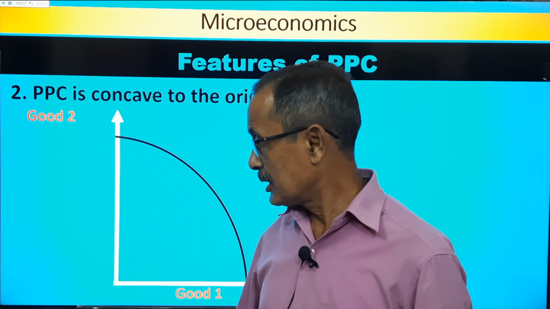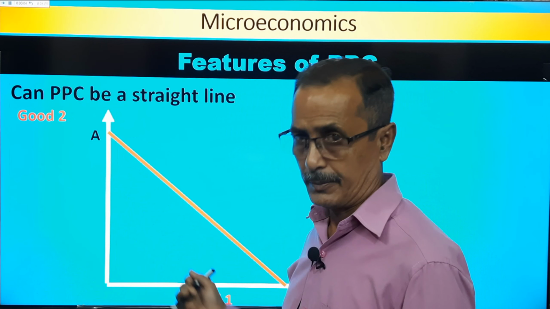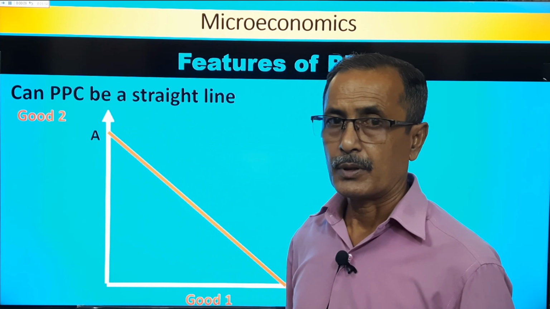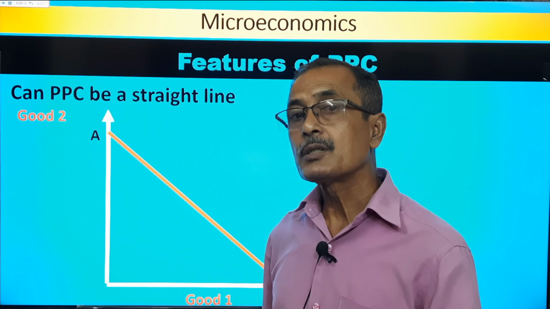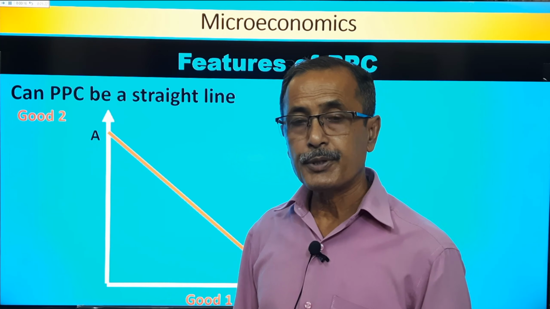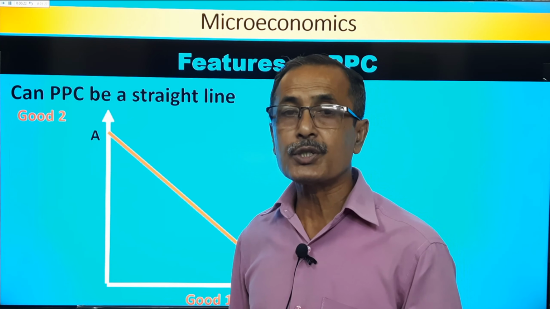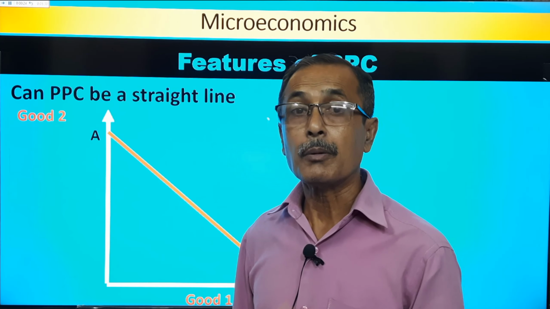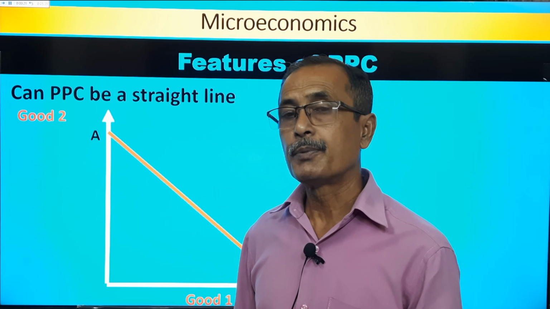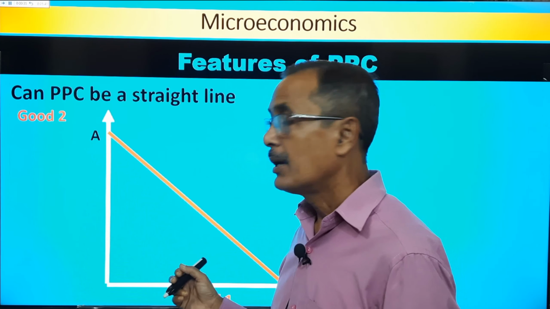These are the two main features. Then we will go to the next. Now see, this is a straight line, something like a demand curve. The question comes here, can PPC be a straight line? We have seen earlier that PPC is concave to the origin. Now the question is, can we draw a straight line PPC? Normally we say no, PPC cannot be a straight line. It is concave to the origin. But for the sake of argument, if you say PPC can be a straight line, then under what circumstances will PPC be a straight line?